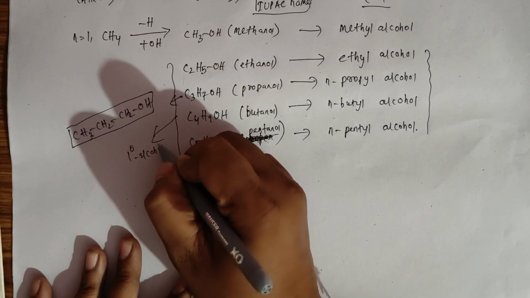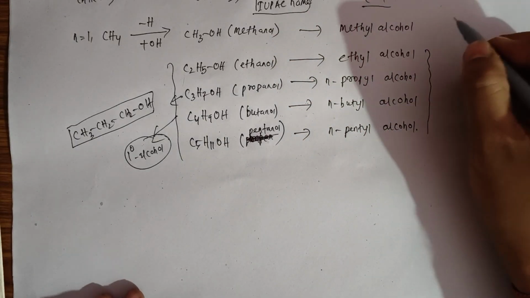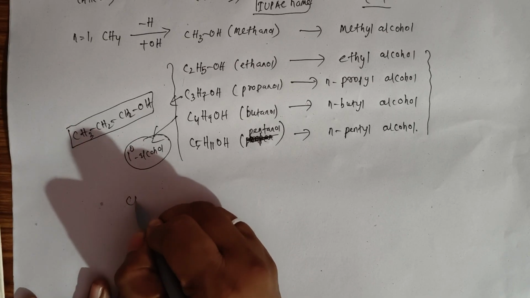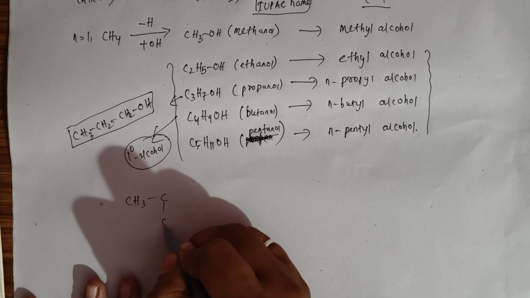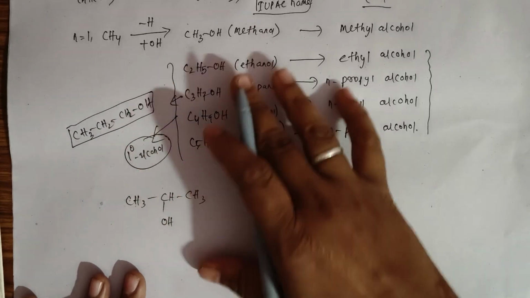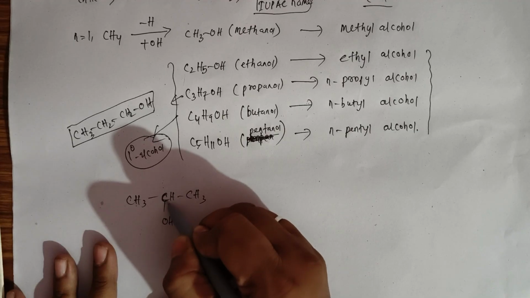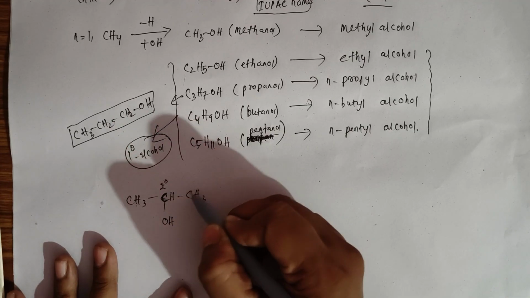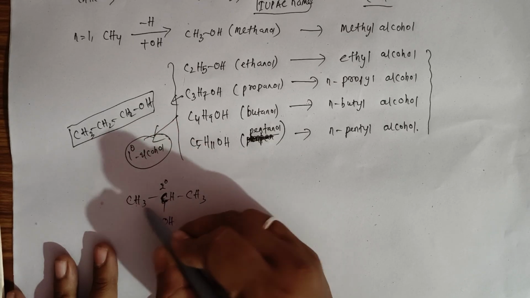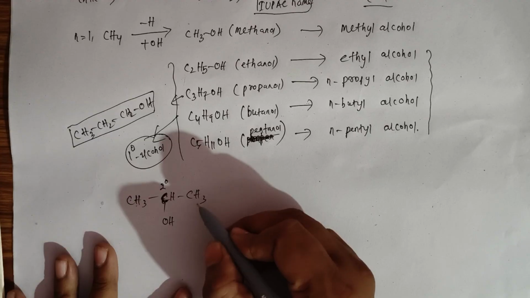In our previous video, we already discussed what a primary alcohol is. Now, what is a secondary alcohol? When the functional group OH is attached to carbon number 2, it is called a secondary alcohol. This is our secondary carbon, because this carbon is attached to 2 carbon atoms. So this is a secondary alcohol.